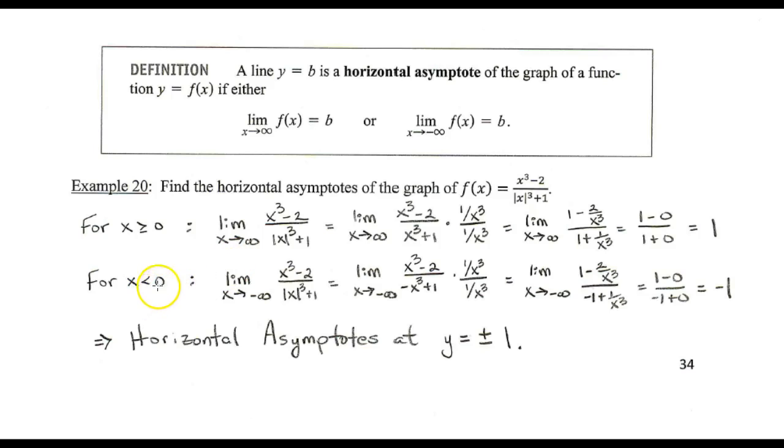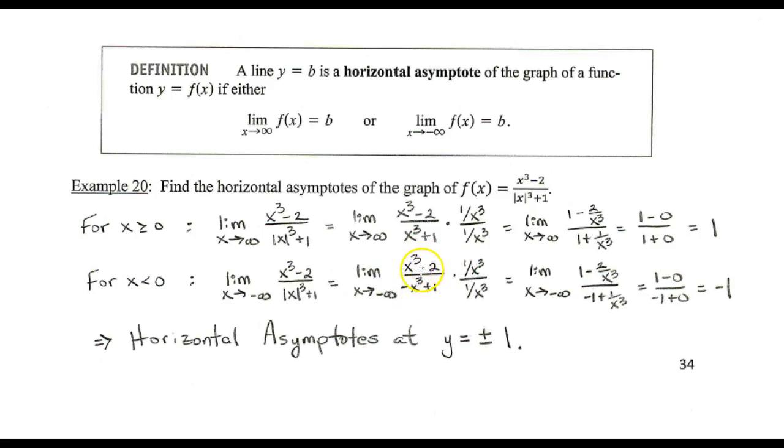For x less than 0, in other words, x approaching negative infinity, now when I take the absolute value of x, it becomes the opposite of what x is. So I have to replace this absolute value of x with minus x. And then when I cube minus x, it becomes minus x cubed.